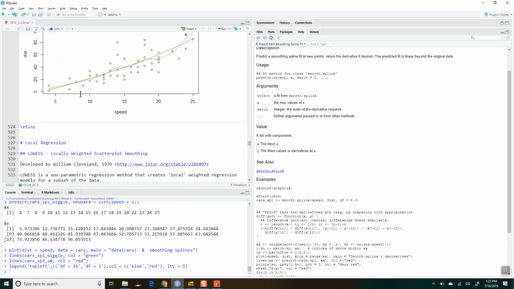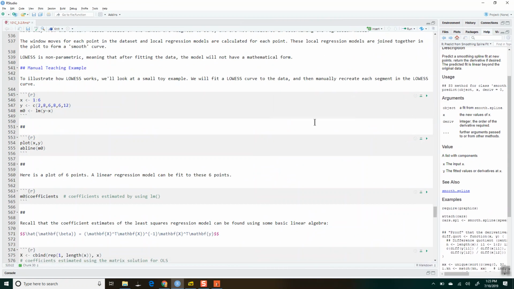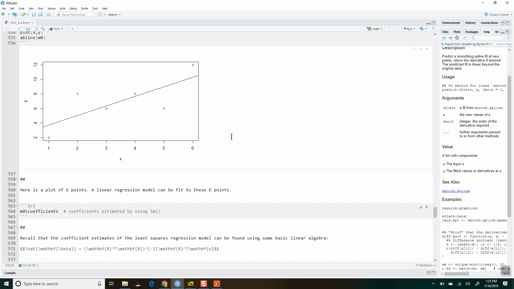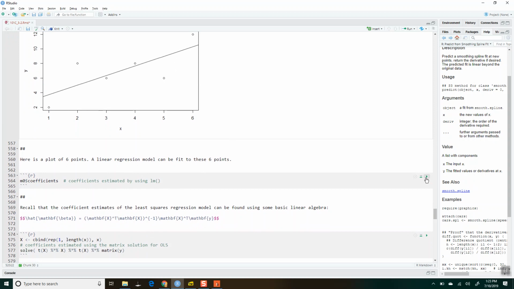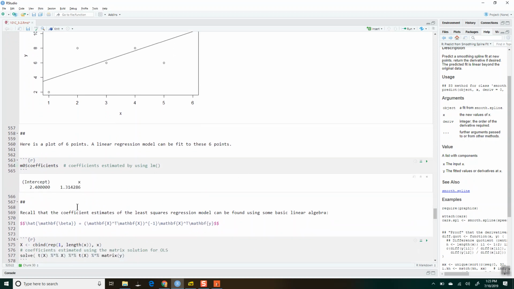So what local regression does... something happened with my graphs here. Okay, so here is the data. I've got 6 data points, and if I fit a linear model to it, this is the fit I would get. And then you can get the coefficients: this is the intercept and this is the slope.